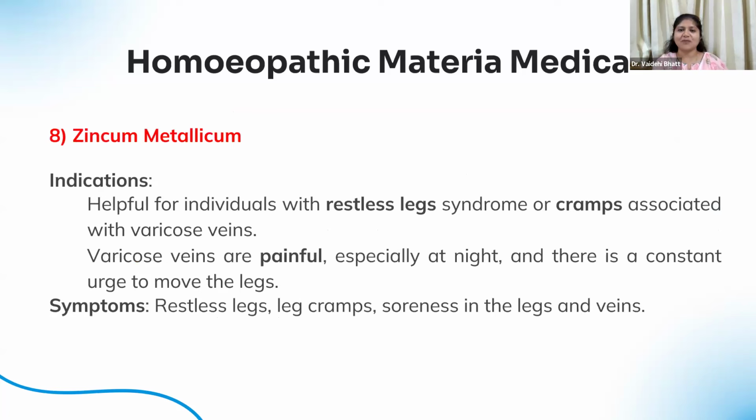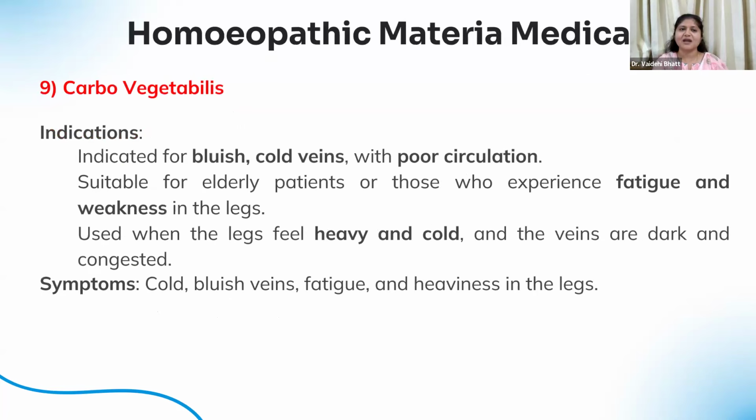Then zincum metallicum, having again restless leg syndrome like pulsatilla, having cramps especially aggravated at night, and these varicose veins are very painful especially at night with twitching and restless legs. Next, carbo vegetabilis is again a good remedy like lachesis for giving a discoloration like bluish look or cold veins due to the stagnancy of the flow. It is indicated in poor circulation, a person having fatigue and weakness in the legs due to continuous edematous condition, and heavy and cold feeling in the legs.